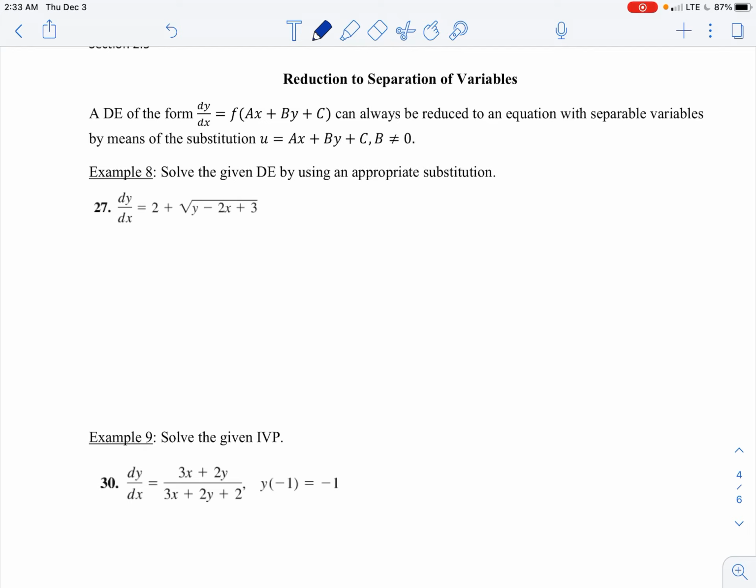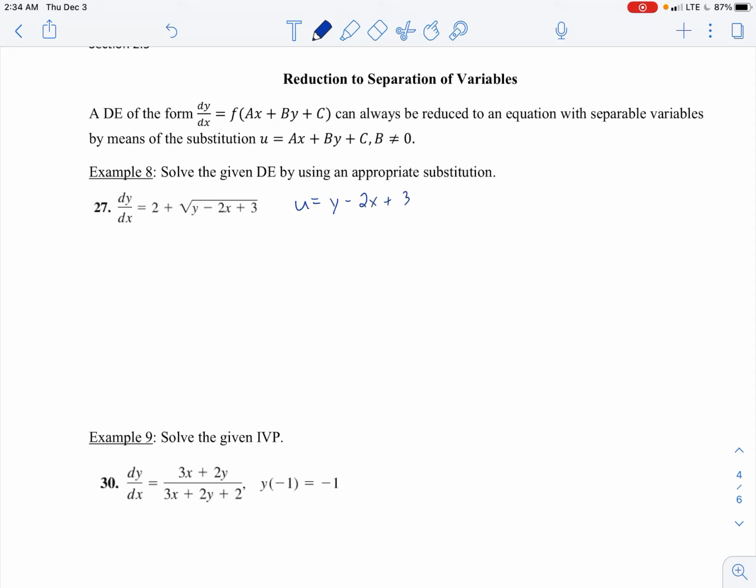So we have u is equal to ax plus by plus c, where b cannot be equal to 0. So example 8, we're going to solve the differential equation by using appropriate substitution. And so here we have dy over dx is equal to 2 plus the square root of y minus 2x plus 3. And so our function part is going to be the part underneath the radical, where y minus 2x plus 3 takes the form of ax plus by plus c. So we have u is equal to y minus 2x plus 3.